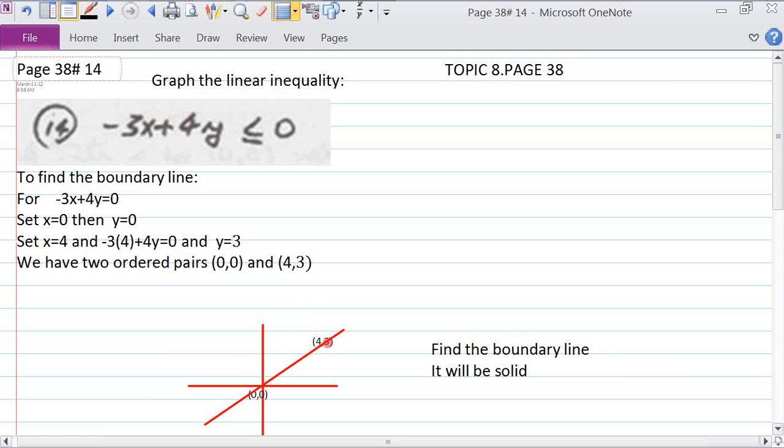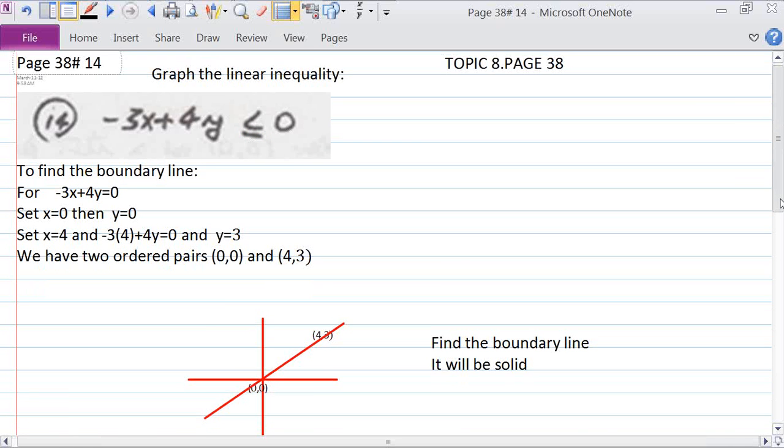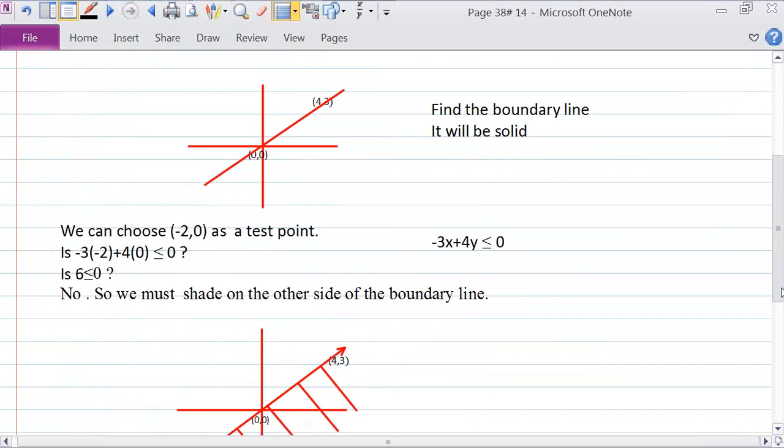So that gives me this point here. So one point is 0, 0. The other point is 4, 3. We connect those two, and that gives us the boundary line. And since there's an equal sign here, the line will be solid.